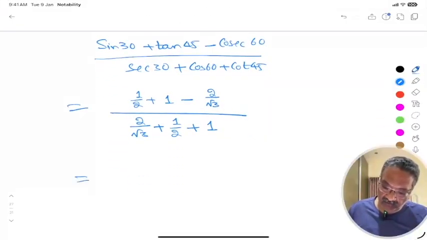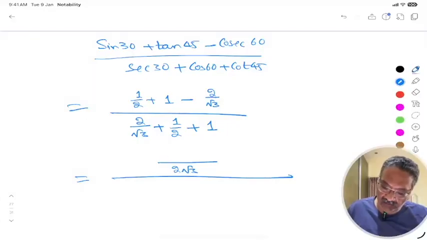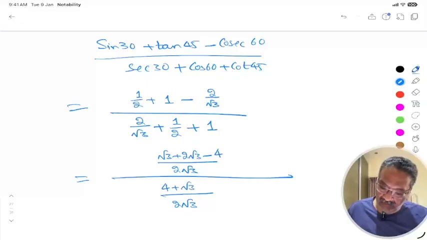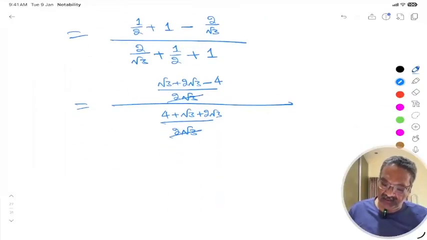So the LCM of the numerator will be 2 root 3. So this will be root 3 plus 2 root 3 minus 4. Similarly, the LCM of the denominator will also be 2 root 3. It will be 4 plus root 3 plus 2 root 3. The 2 root 3 gets cancelled.